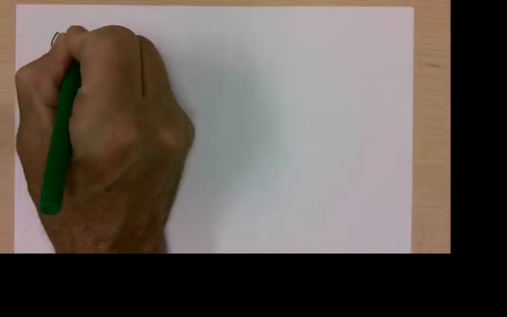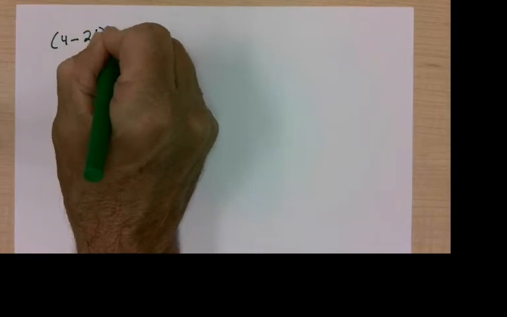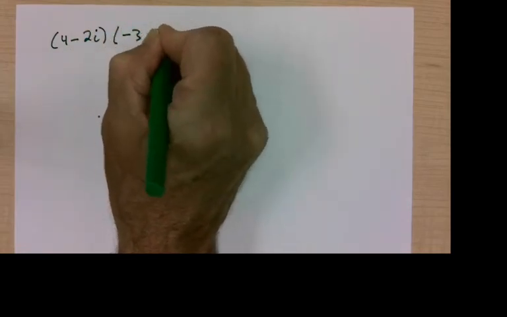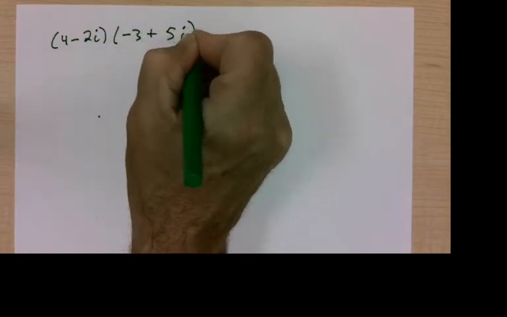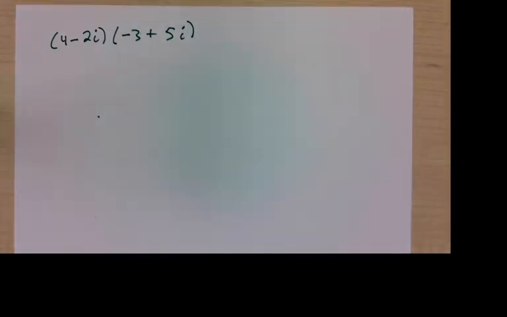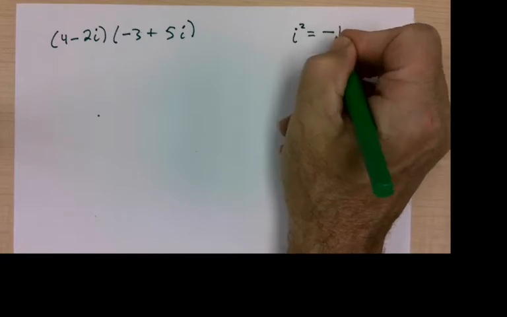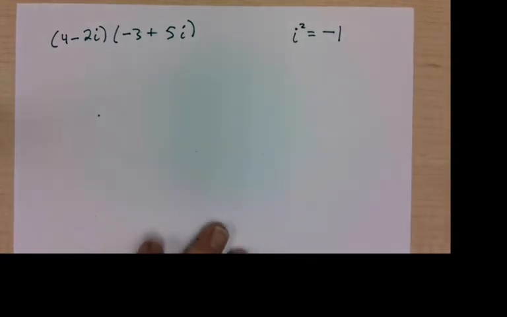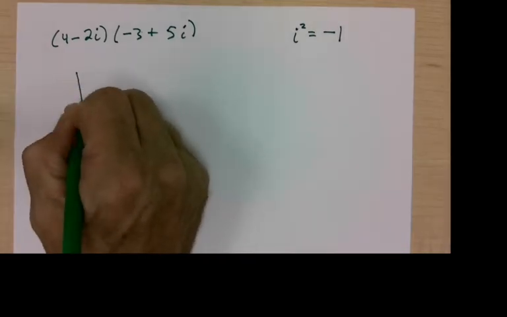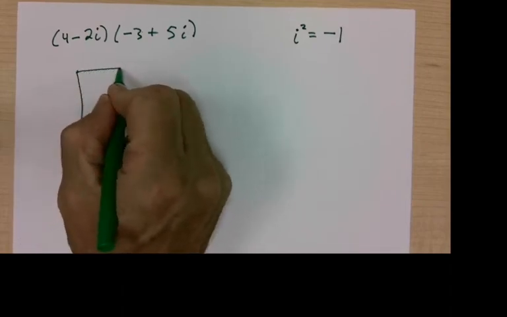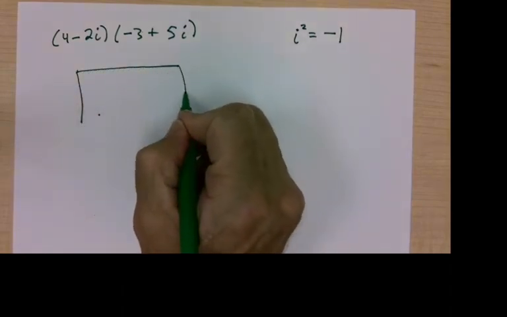So if I have 4 minus 2i multiplied by negative 3 plus 5i. So we're multiplying this. Remember that i squared equals negative 1. That's important for us to know. So i squared is negative 1. We're going to multiply these together. I like to use my multiplication box to make sense of that. So let's do that.